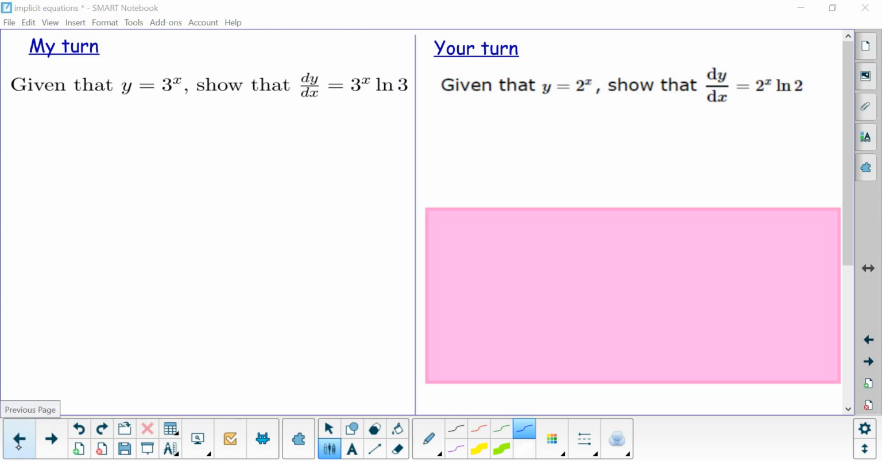Hi, Year 13. This video is showing you how you can use implicit differentiation to prove or obtain a derivative. You did this in your homework, so it's just in case you struggled with that.